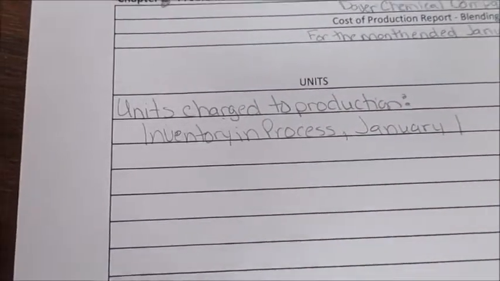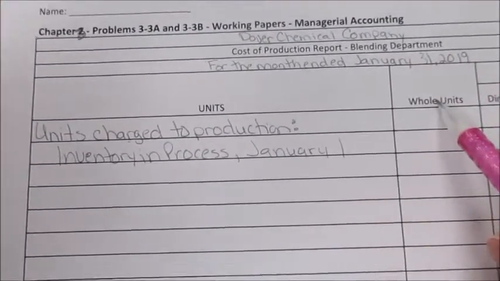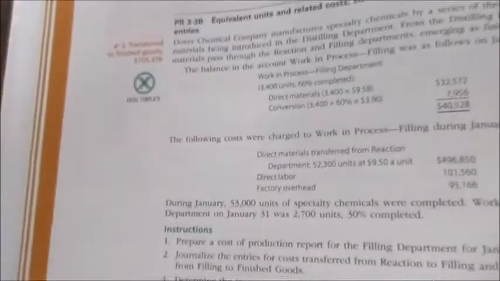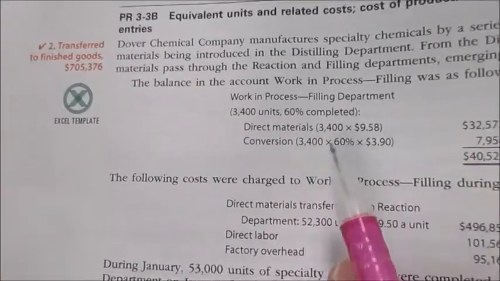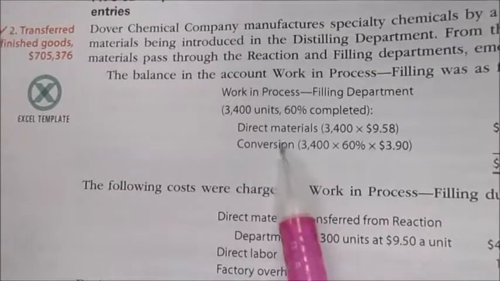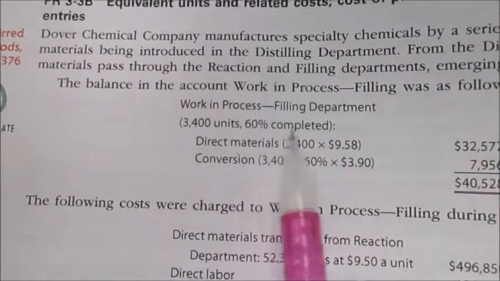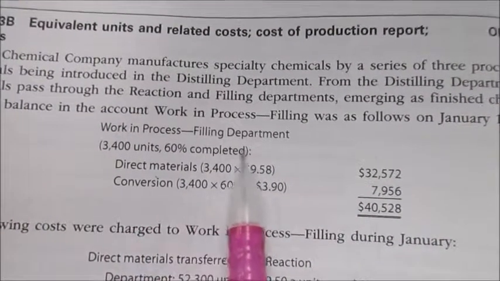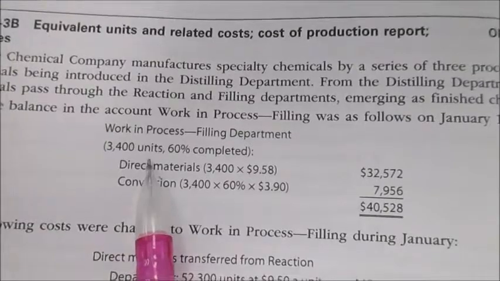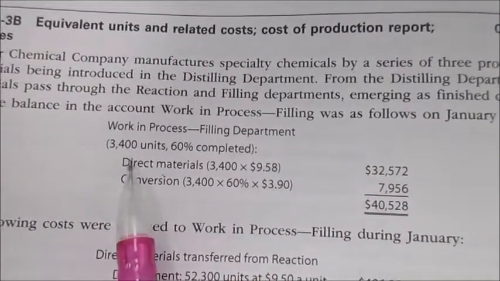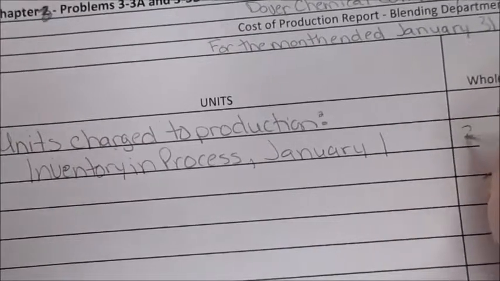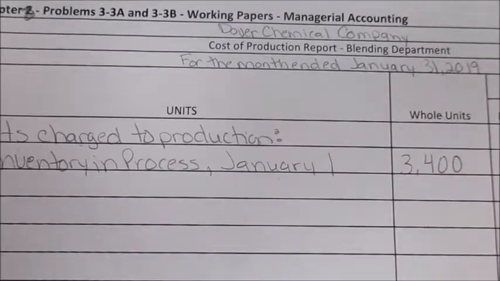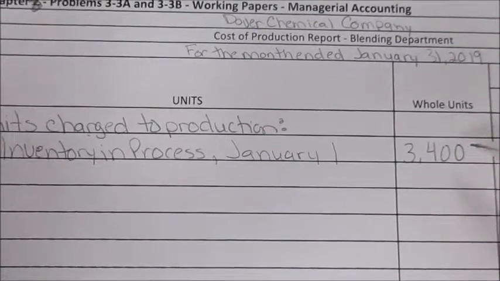Okay, so for this first section, we're just working with whole units. So if we look at our textbook, it tells us that the balance in work in process filling was as follows on January 1st. Work in process filling department, there were 3,400 units. So that's the number we're going to use as our inventory in process on January 1st is 3,400. That tells us we had 3,400 items that were being processed when we started the month.